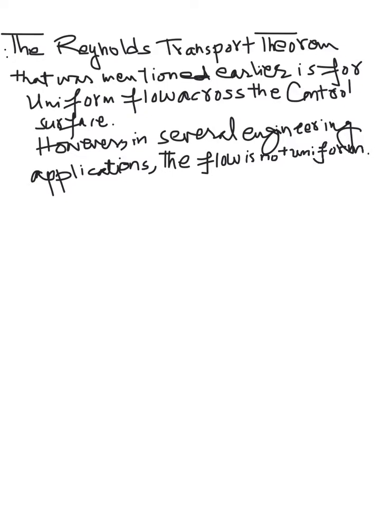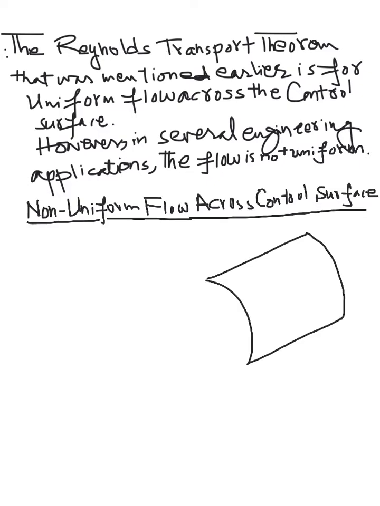The Reynolds transport theorem that I mentioned earlier, the equation for that is for a uniform flow across the control surface. However, in several engineering applications, the flow coming out of the surface is not uniform. So we will derive our Reynolds transport theorem for a non-uniform flow. Now consider a non-uniform surface through which the fluid is coming out non-uniformly, and for our analysis we will consider a small elemental area on this surface.